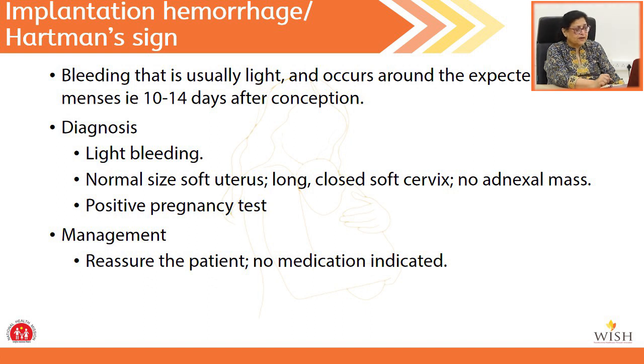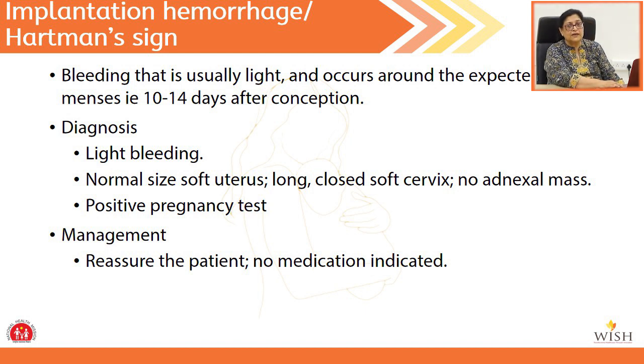Now, this is something that occurs in some pregnancies, and the outcome of the pregnancy is usually normal. So the management is that you just reassure the patient, no medication is important, tell her this is implantation hemorrhage. At the most, tell her to have a little rest and avoid sex and report back to you if it reoccurs. Usually it does not. It is very light bleeding. So this is implantation hemorrhage.